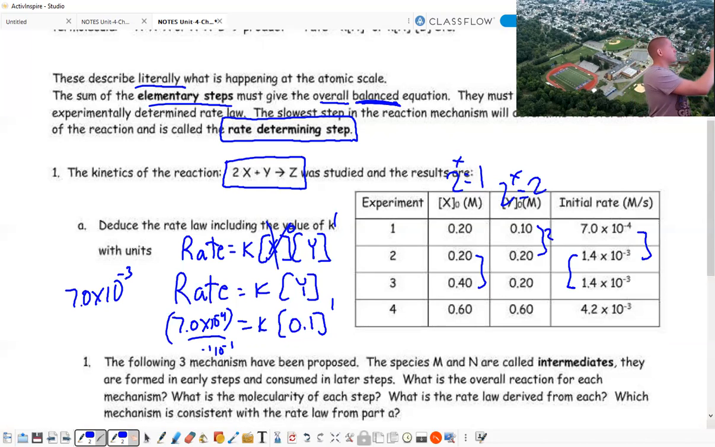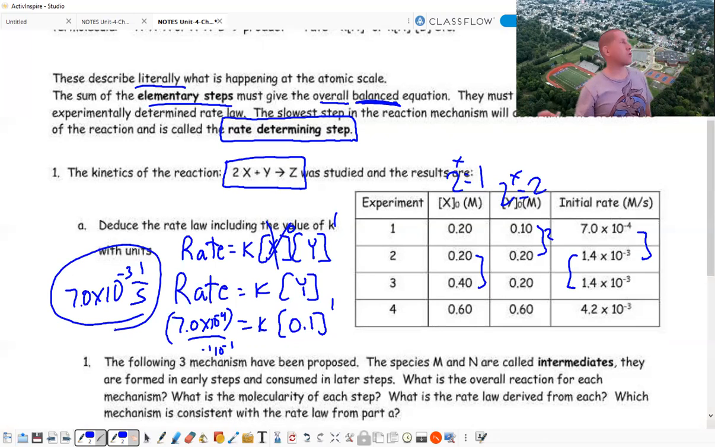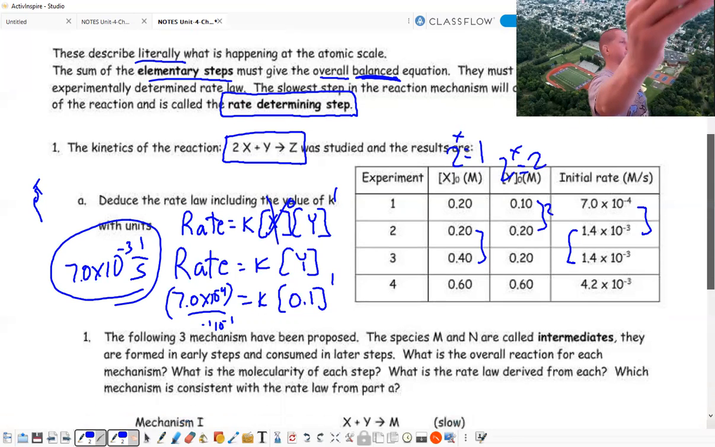And the units, 1 over seconds. Remember, it's always 1 less than the overall order. If you add the overall order here, it's first order overall, which means the molarities cancel and you get 1 over seconds. All right, good there.